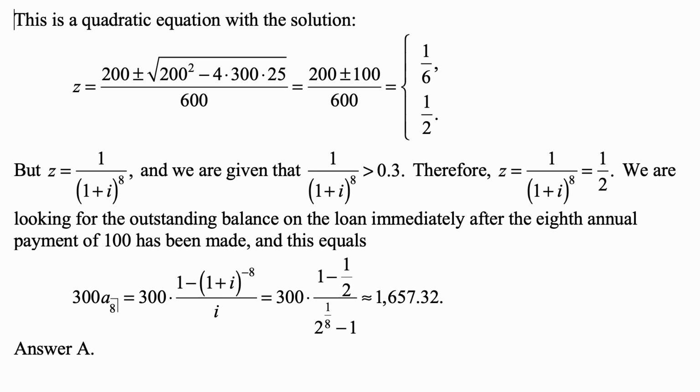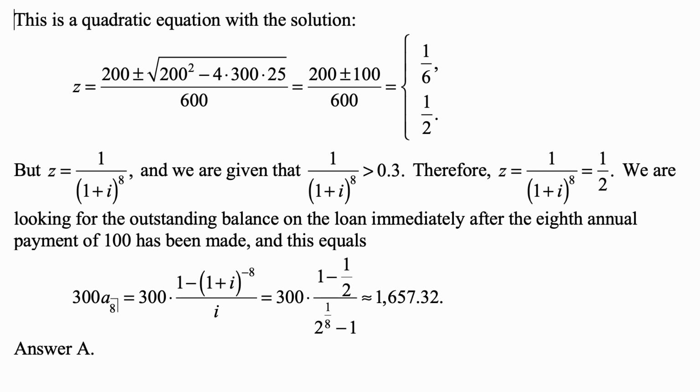This, of course, is a quadratic equation, and its solution is z equals 200 plus or minus the square root of 200 squared minus 4 times 300 times 25, over 600. That's 200 plus or minus 100 over 600, and that's 1/6 or 1/2. But z is equal to 1 over (1 plus i) to the 8, and we are given that 1 over (1 plus i) to the 8 is more than 0.3, which means that z has to be 1/2. So 1 over (1 plus i) to the 8 has to be 1/2, because 1/6 is less than 0.3.